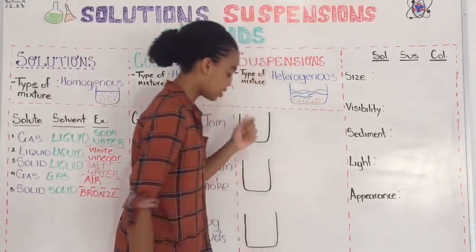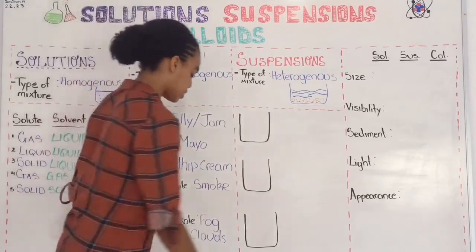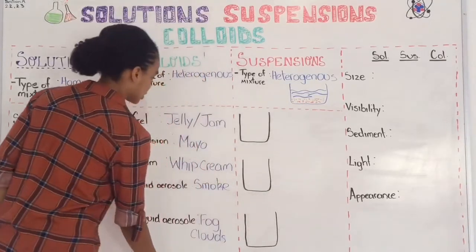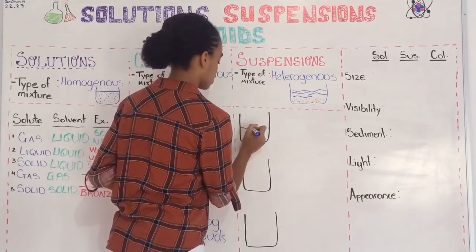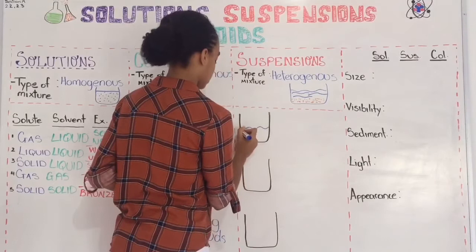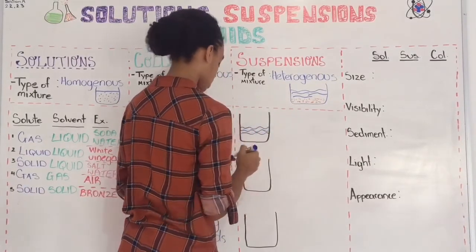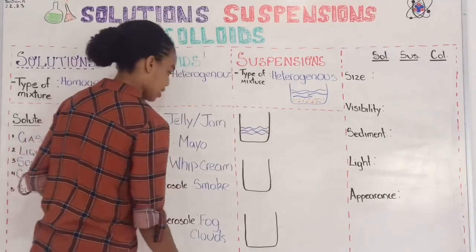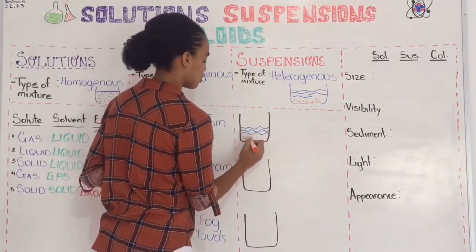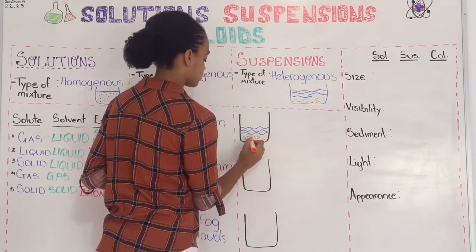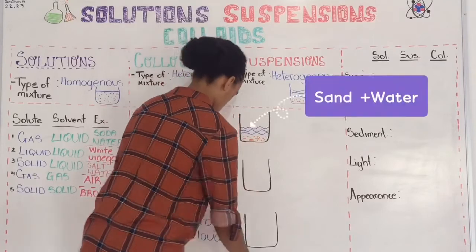We're going to look at 3 other examples of suspension right here. I think I already did one right here. Let me just draw that again. So we have your water, like here at the beach, and you see the water at the surface, and the sand sedimenting at the bottom.